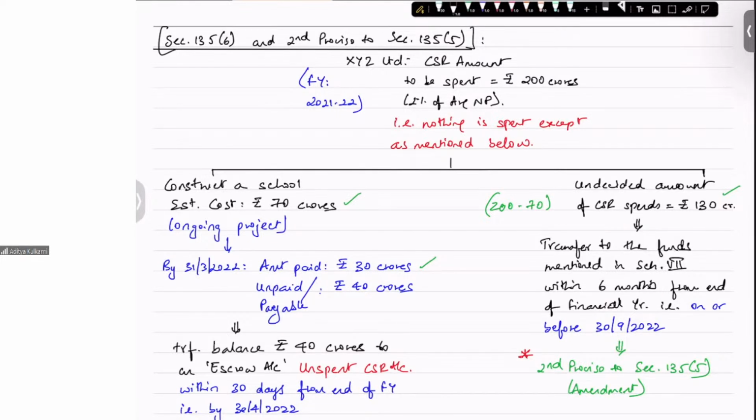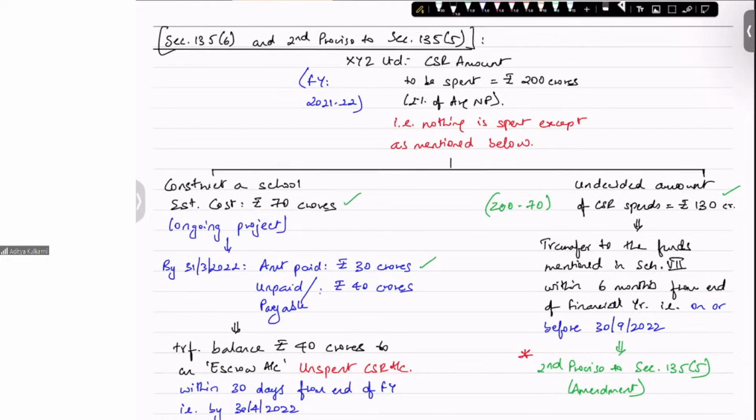तो इसको हम लोग बोलते हैं ongoing project, and this is 135(6). 135 subsection 6. Okay, coming to the balance 130 crore for which we have not decided.